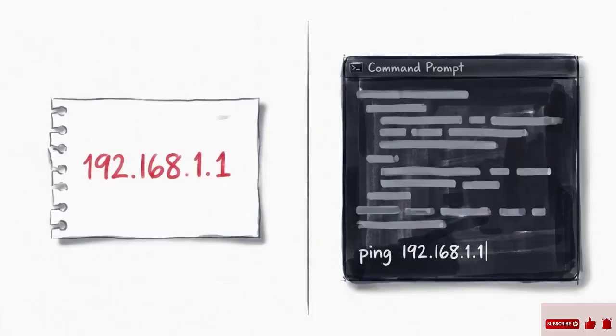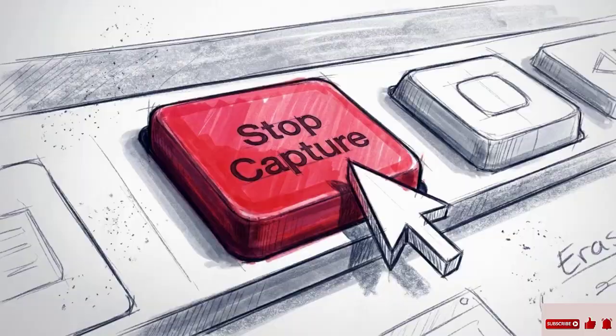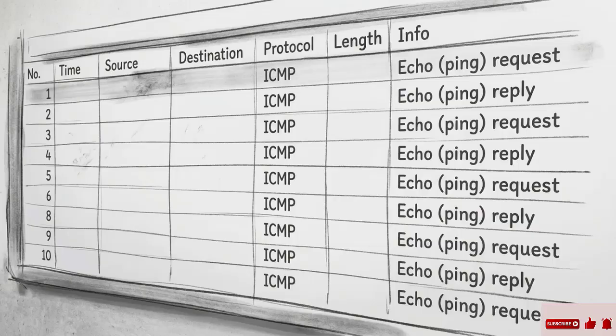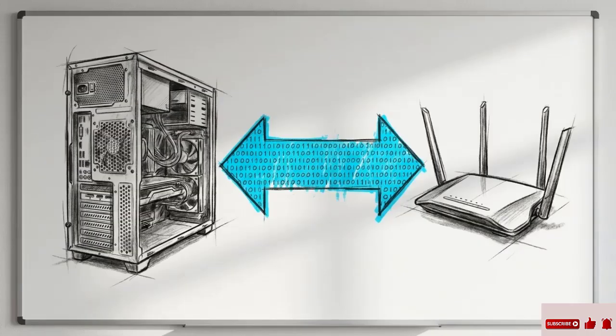Return to your command prompt and ping the default gateway IP address you wrote down earlier. Once the replies finish, switch back to Wireshark and click the red Stop Capture button. Your packet list pane should now be populated with echo request and echo reply packets. This is the raw data exchanged between your PC and the router.